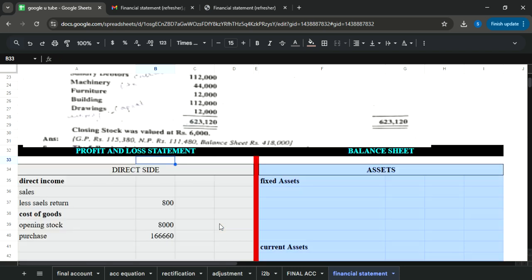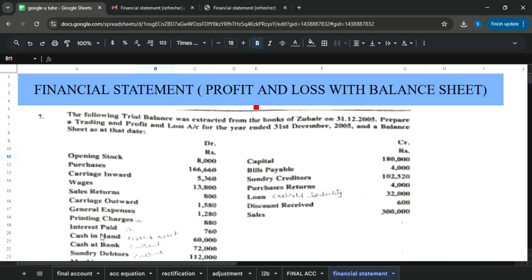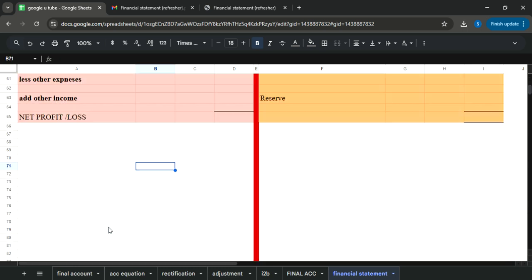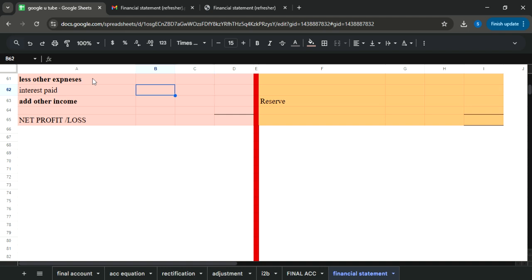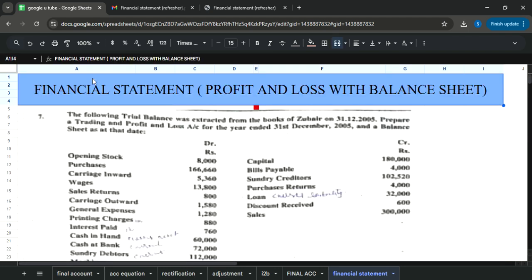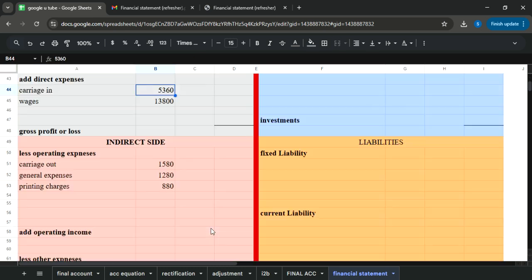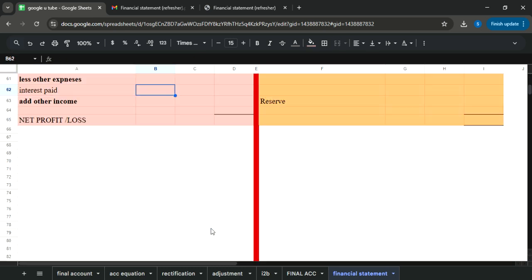After printing charges, we have interest paid. Need your attention. This is part of your other expenses. Since you are paying interest, it would be considered your expense. Interest paid is 760. Put the amount in front of it.